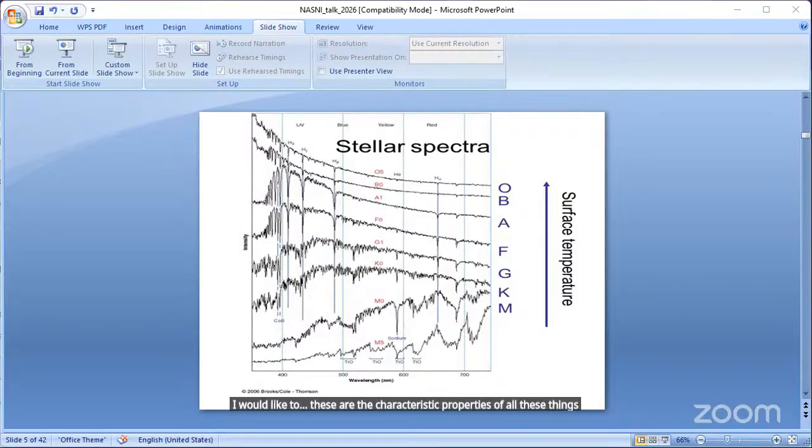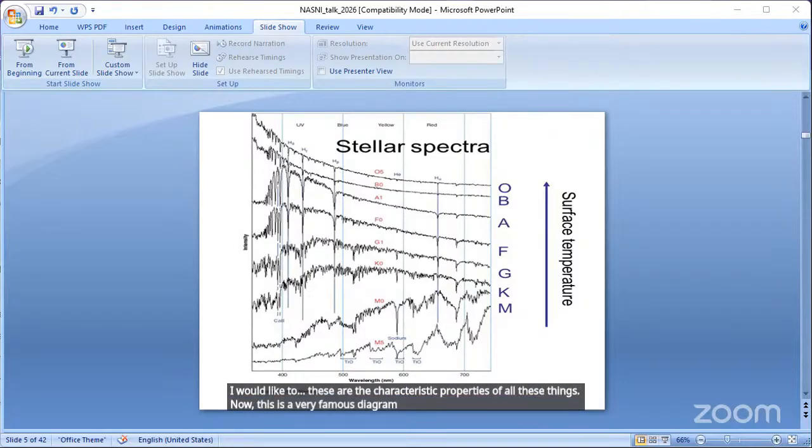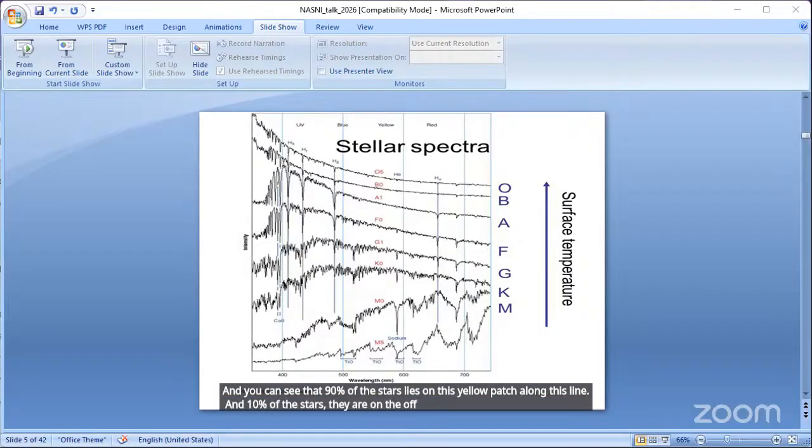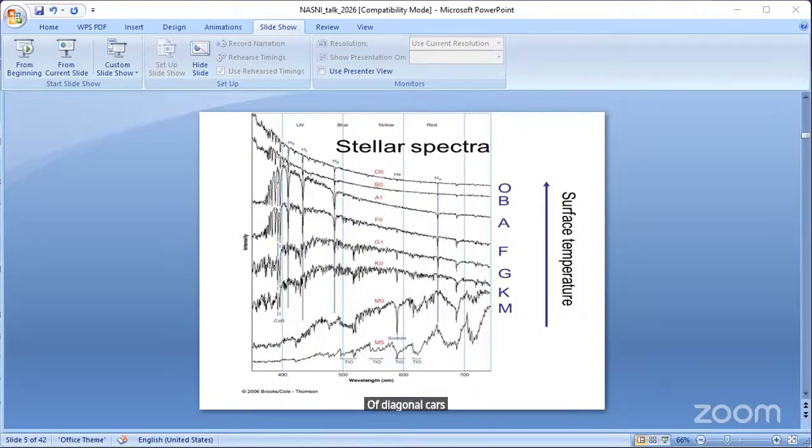Okay. Now, this is a very famous diagram because you might have already heard many of the talks previously. This is known as the HR diagram or Hertzsprung-Russell diagram. And you can see that 90% of the stars lie on this yellow patch along this line. And 10% of the stars are on the off-diagonal paths, in all this blue region.